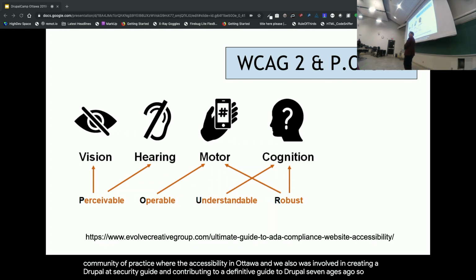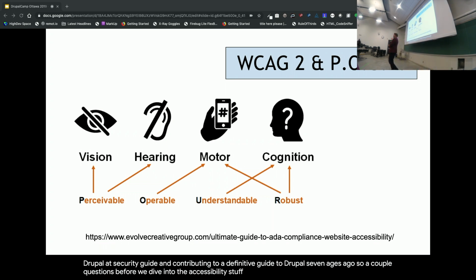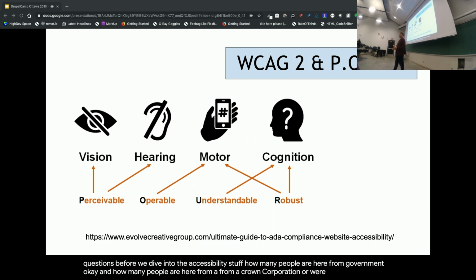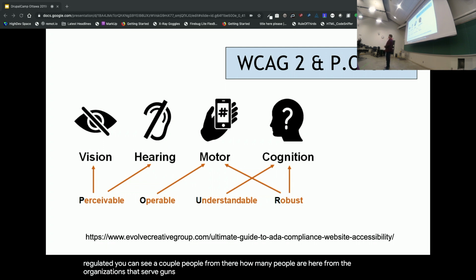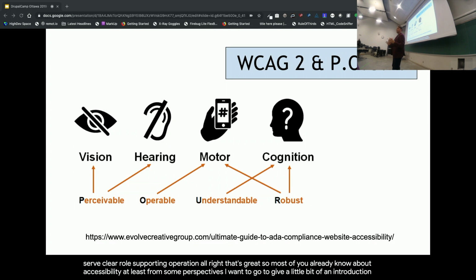So a couple questions before we dive into the accessibility stuff. How many people are here from government? Okay, and how many people are here from a crown corporation or federally regulated agency? So a couple of people from there. How many people are here from organizations that serve government? So this is companies, businesses, volunteers that serve and play a role in supporting government. All right, that's great. So most of you will already know about accessibility, at least from some perspectives. And I wanted to give a little bit of an introduction to accessibility first before we dive into the Accessible Canada Act.